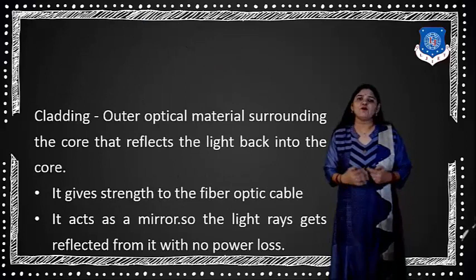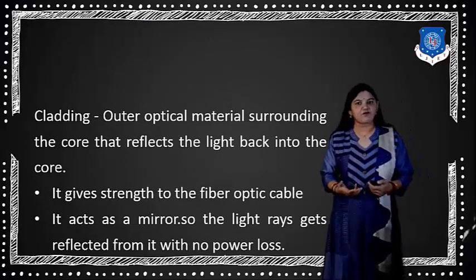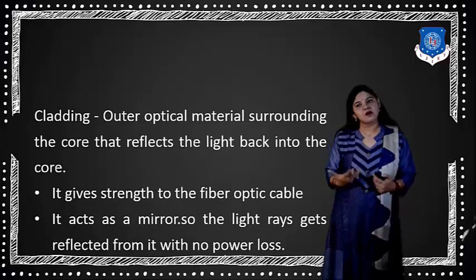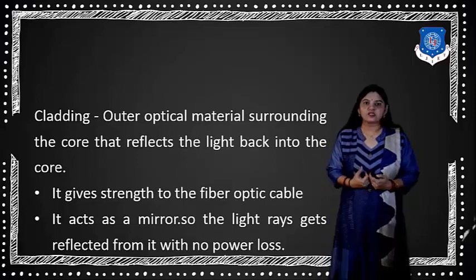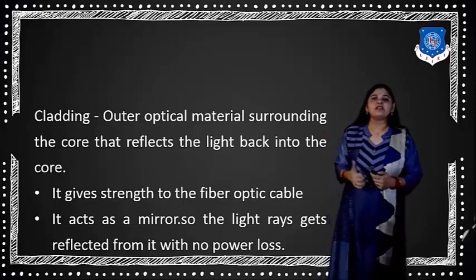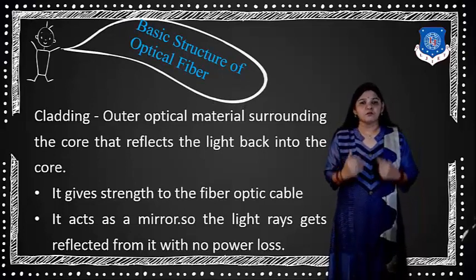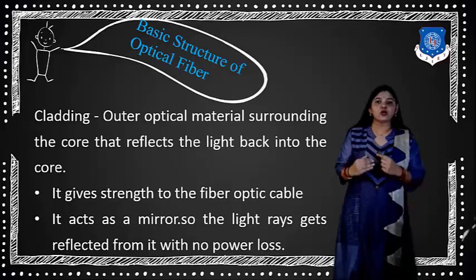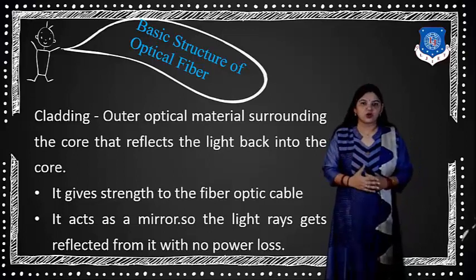Sometimes plastic materials can also be used, so there is plastic fiber and glass fiber. According to the type of fiber, the material is used to make the core as well as the cladding. What is the cladding? The cladding is the outer optical material surrounding the core that reflects the light back into the core.